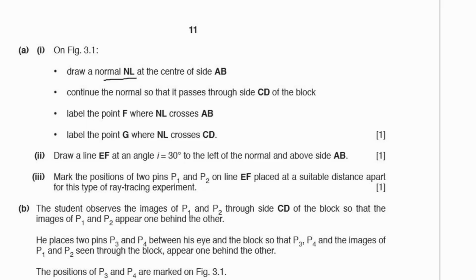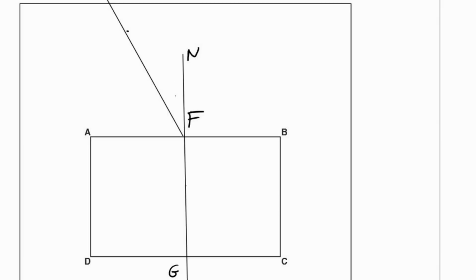Part 2. Draw a line EF at an angle i equals 30 degrees to the left of the normal and above side AB. Right, we can do that. There we go, so that's our line. That's at 30 degrees.